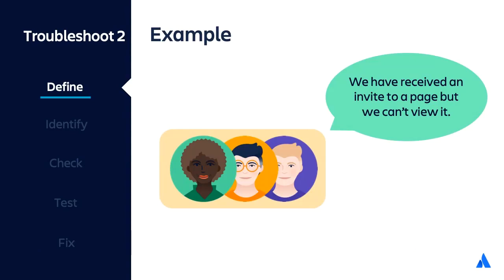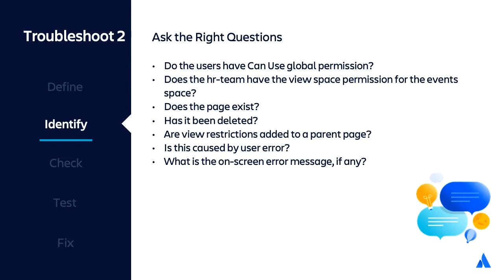Let's talk through another example. Mike invites the HR group to view a page by sending them a shared link to the page. Mike tells you that he made sure that he added the group to the can view restrictions for the page. However, the users in that group report they cannot access the page. Start by asking the right questions.